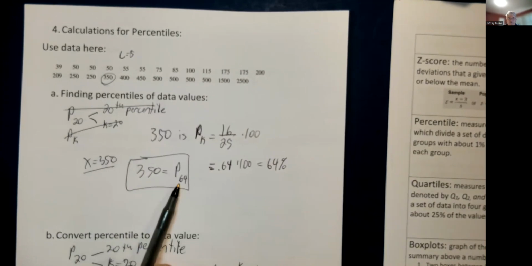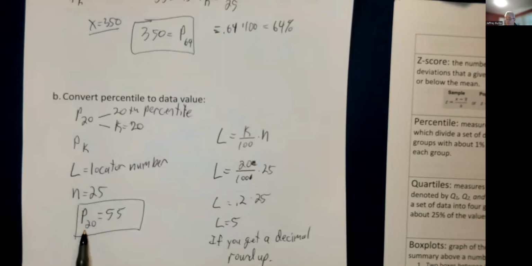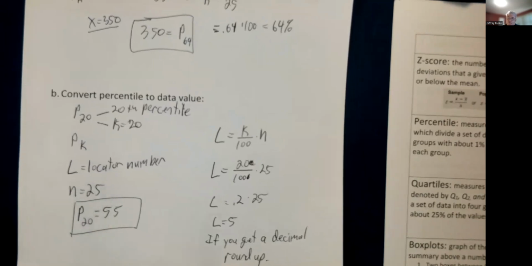So we start with the data value, find its percentile. Down below here, we say what percentile we want to look for, and then we figure out what value corresponds to that percentile.